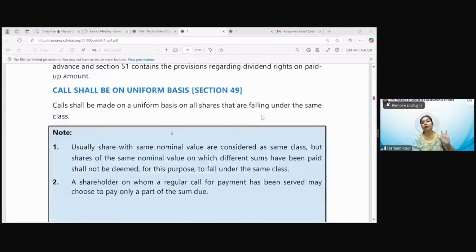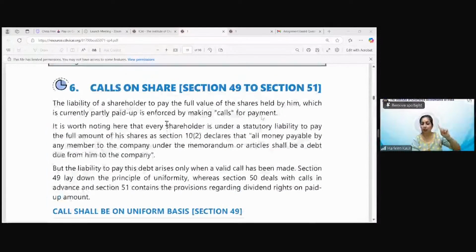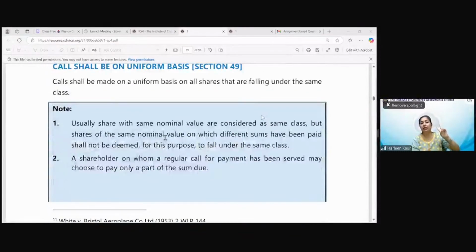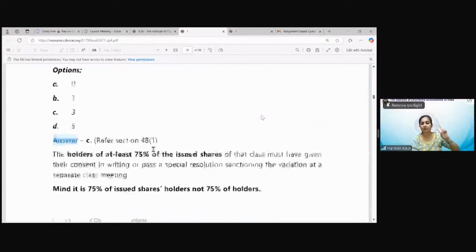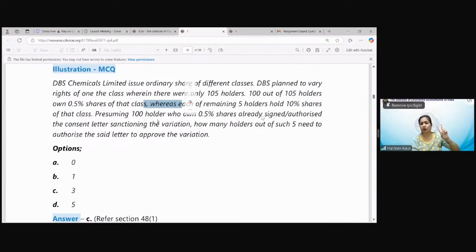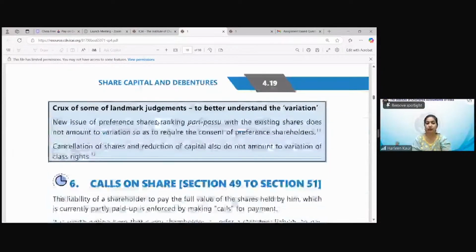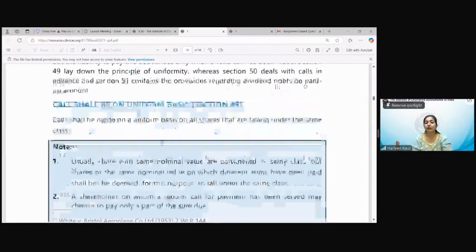So simple, you have to remember section 48 should be on the basis of uniformity, there should not be partiality. Section 49, sorry, 49 should be on a uniform basis. This was your section 48 variation in shareholders, right? We will do certain more questions also on this. Okay. This is on uniform basis.